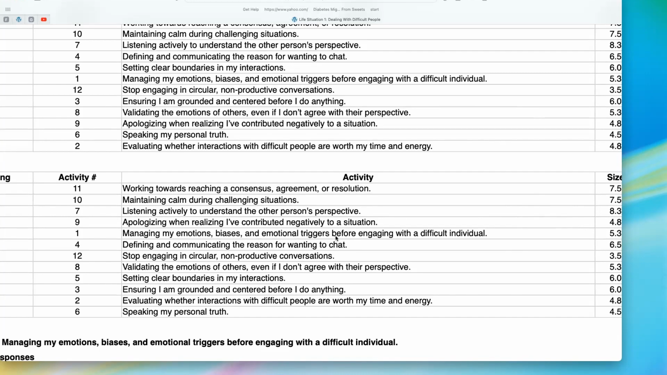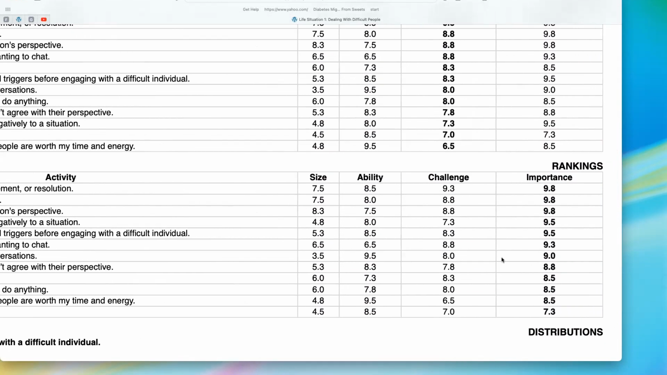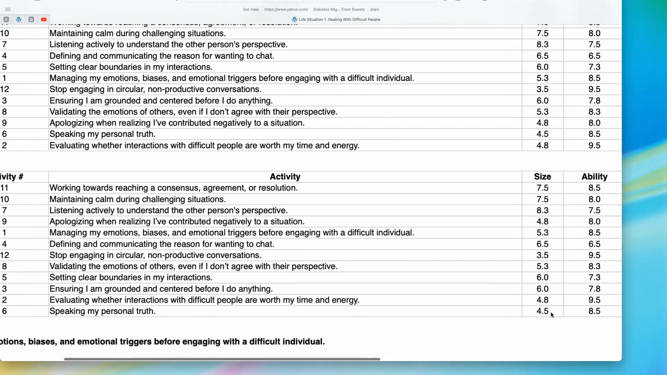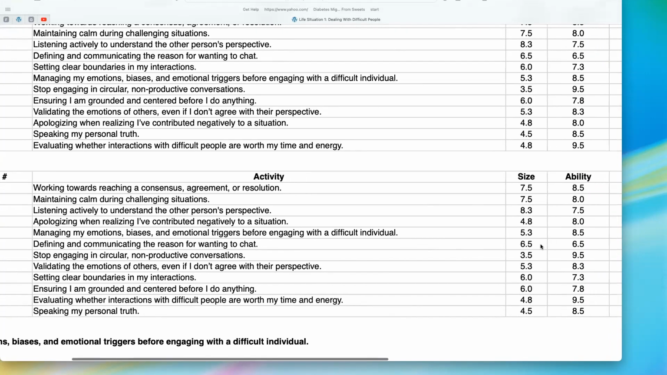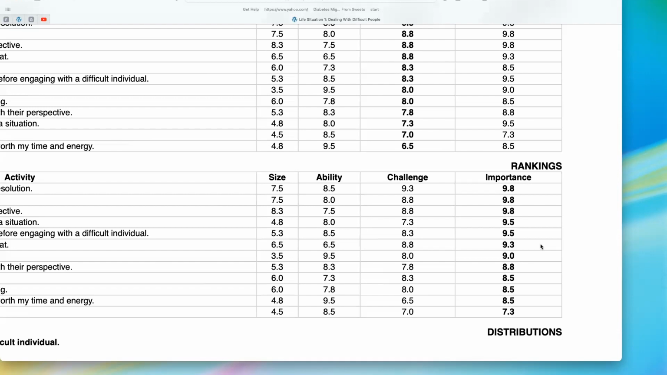biases, and emotional triggers. The one that they considered to be least important, only a 7.3, which is fine north of center, but it's still only in the moderate range, is speaking my personal truth. So this is an interesting kind of thing because it gives us feedback as, if you will, we're the author of the activity list.